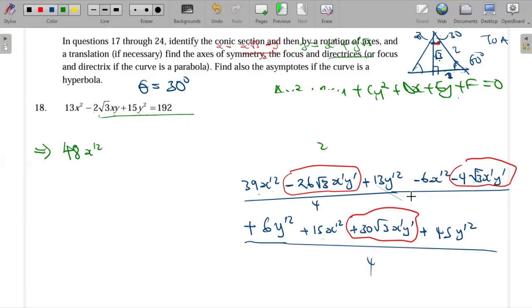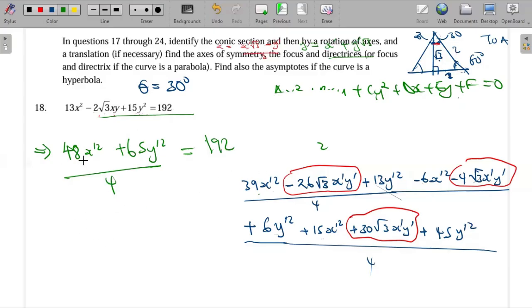Then you have y. The ones for y, you have 13 plus this one. So 13 plus 6, then plus what? 45 there at last gives us 65. This will be plus 65 y prime squared like that over 4. Of course, there you have, this is 192. So we're getting this. Okay.